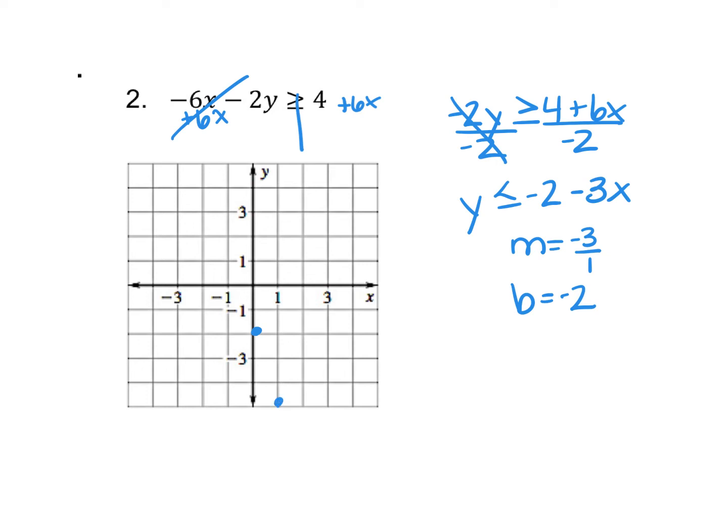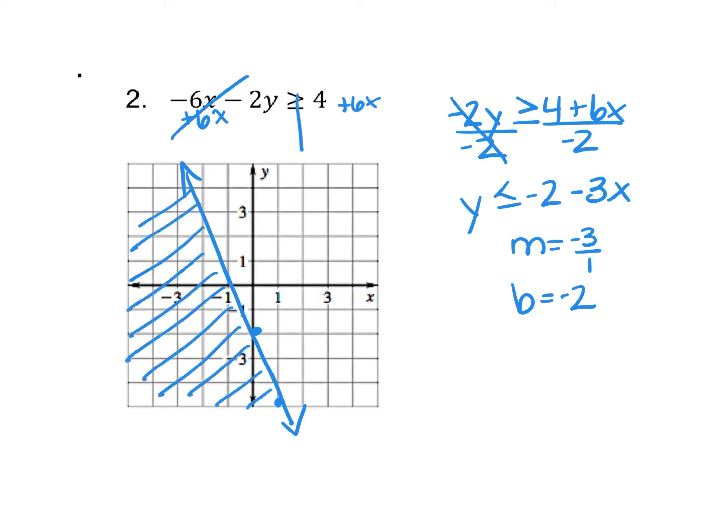Now, because I have less than or equal to, I need to then have a solid line. So I'm going to have a solid line coming down. And less than, so I have to go below the line. And sometimes you might have to turn your paper a little bit. And I'm going to then go below.